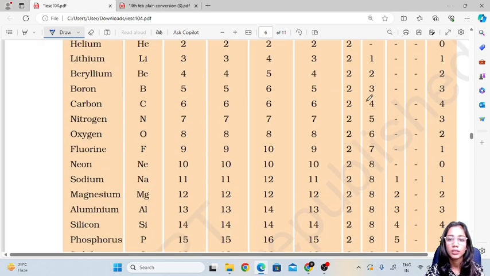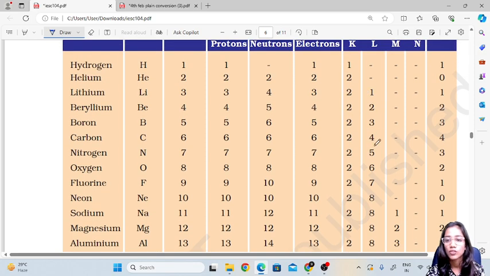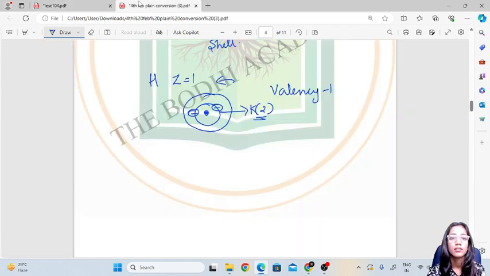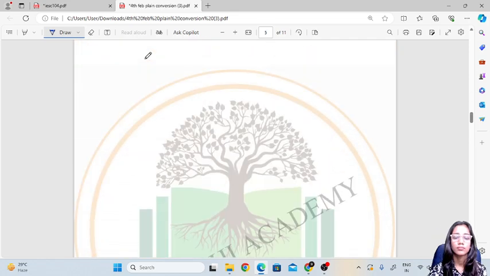Let us see carbon. Now carbon has 2 electrons in the K shell and 4 electrons in the L shell. So the valency of carbon is 4. To get a completely filled outermost shell, it will either take 4 electrons or it will lose 4 electrons. Now let's see oxygen.